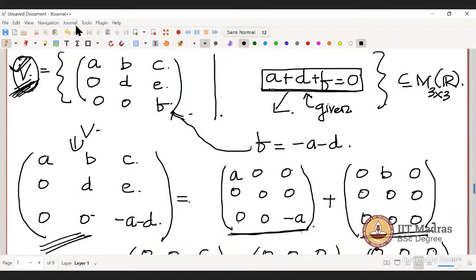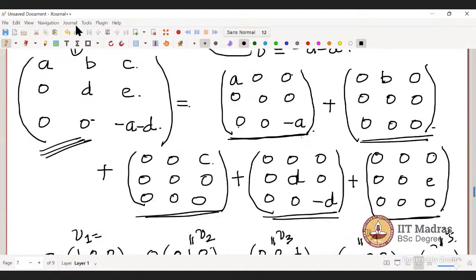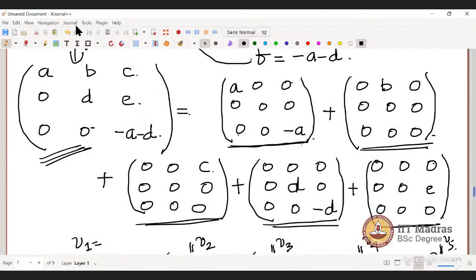Say I have 5 variables, so I tried to separate all 5 variables. In the first place I have A, in the second B, in the third C, then D, and then E. Using that I got a basis, and once I have a basis, I can easily tell the dimension of that vector space.